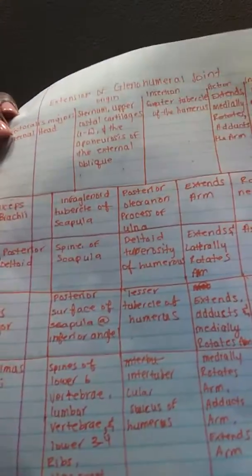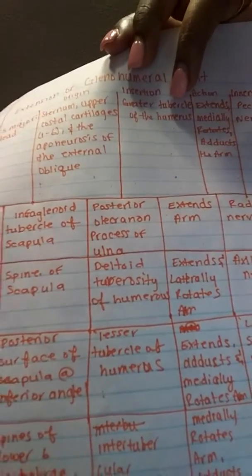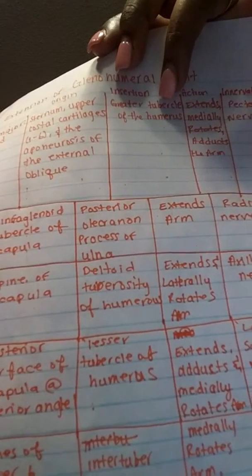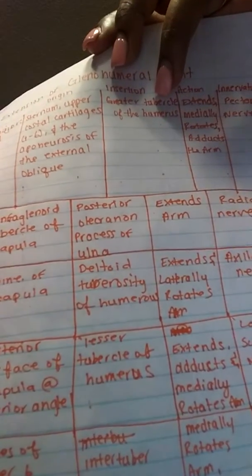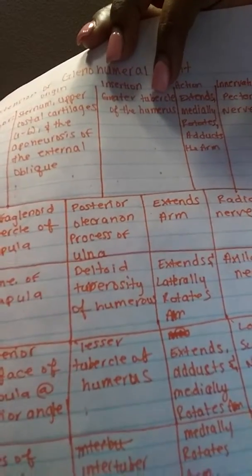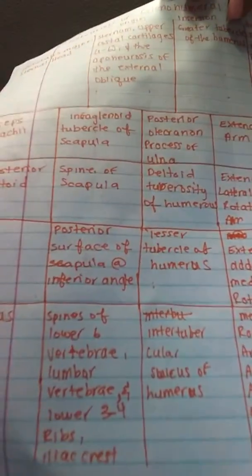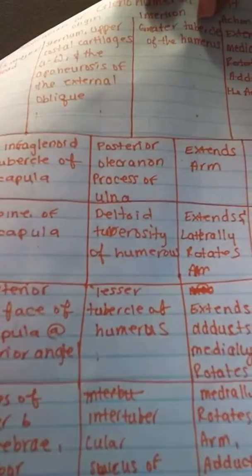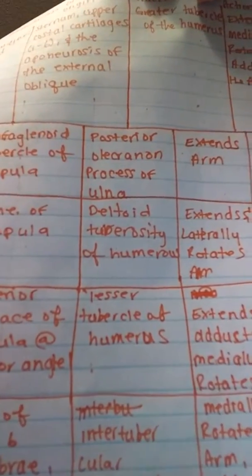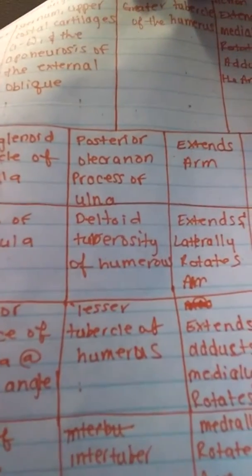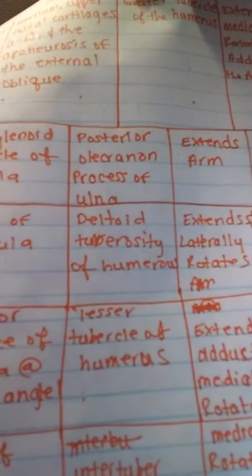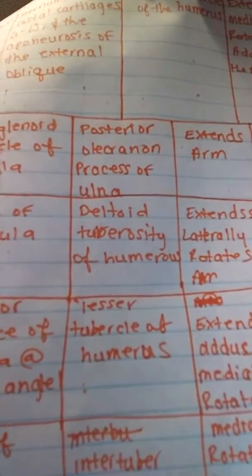For latissimus dorsi, the origin is quite a couple. It's the spinous processes of the T7 through L5 vertebrae, the iliac crest, the sacrum. I don't know if you guys can see. The iliac crest, the sacrum, the thoracolumbar fascia, inferior angle of the scapula, and the lower 3 or 4 ribs.